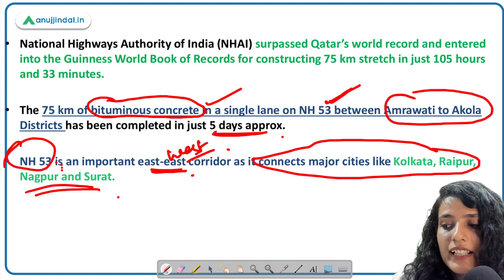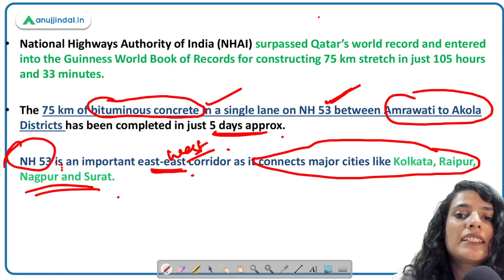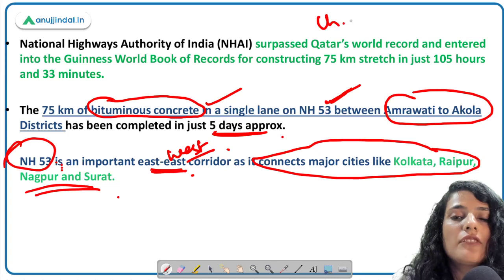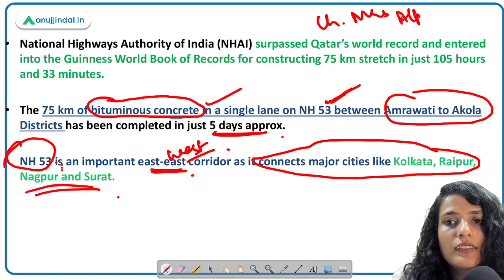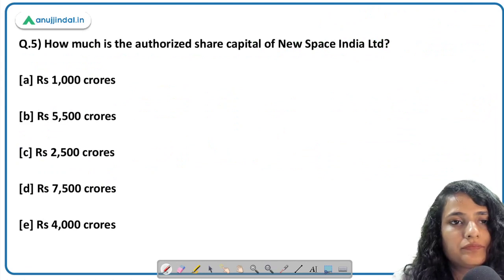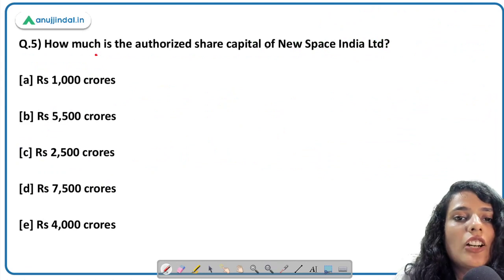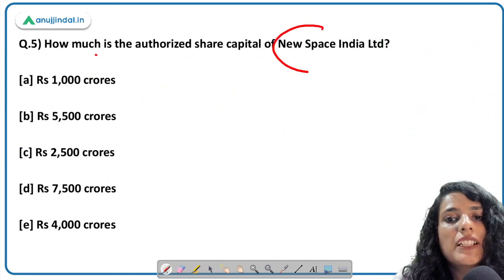Who is the current chair and managing director? Mrs. Alka Upadhyay. Mrs. Alka Upadhyay has been serving as the chair of NHAI since 2021. Okay.